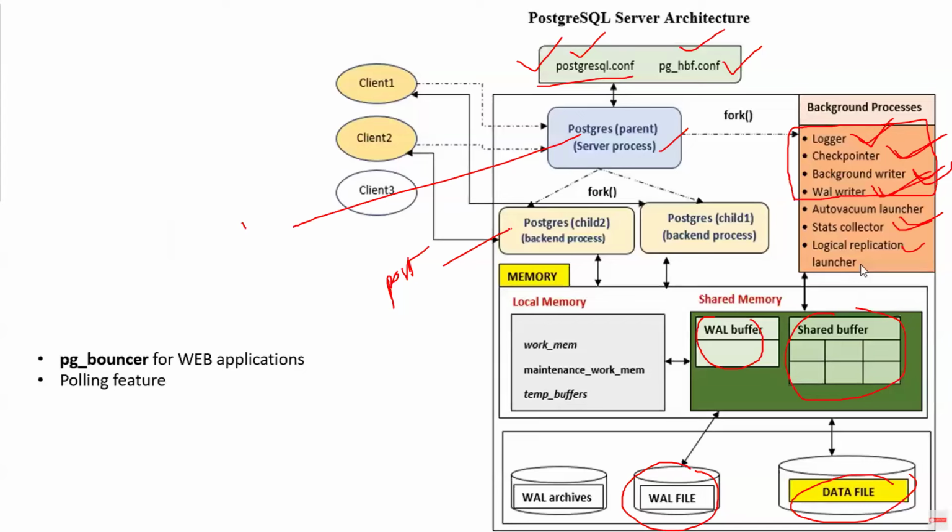Any questions? Sir, in this Postgres, how will the connections be made, through TCP or named pipes, as we have in SQL Server? TCP/IP only, not named pipes, not shared memory kind of stuff.